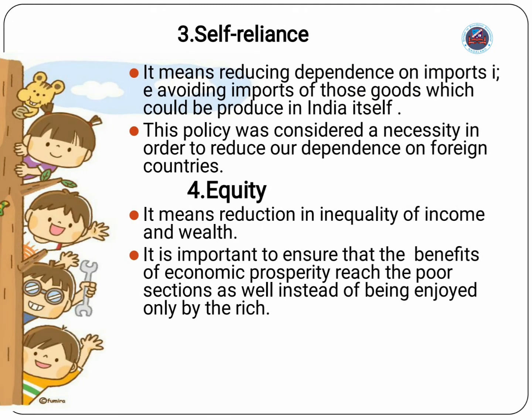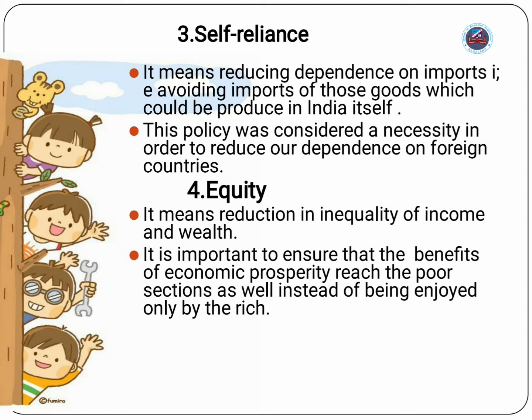The third goal of the 5-year plan is self-reliance. Self-reliance means reducing dependence on imports, that is, avoiding the use of imported goods which could be produced in India itself. Any nation can promote economic growth and modernization when it uses its own resources. That is why the first 7 5-year plans gave importance to self-reliance, because our leaders felt that this policy was a necessity in order to reduce our dependence on foreign countries, especially when it comes to food production.